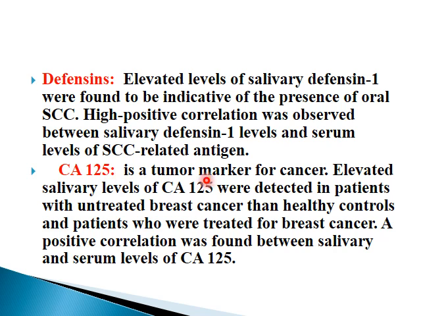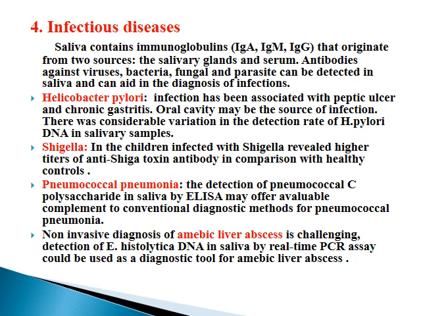CA-125 is a tumor marker for cancer. Elevated salivary levels of CA-125 were detected in patients with untreated breast cancer compared to healthy controls and patients who were treated for breast cancer. A positive correlation was found between salivary and serum levels of CA-125.